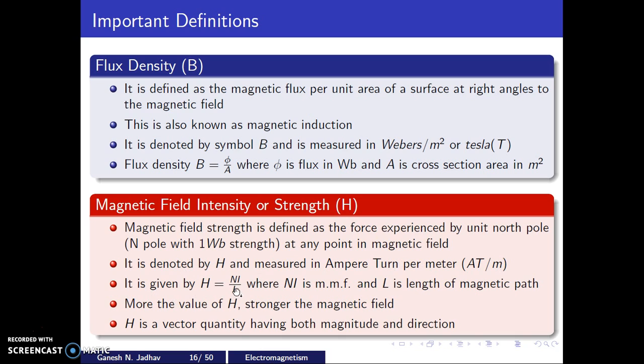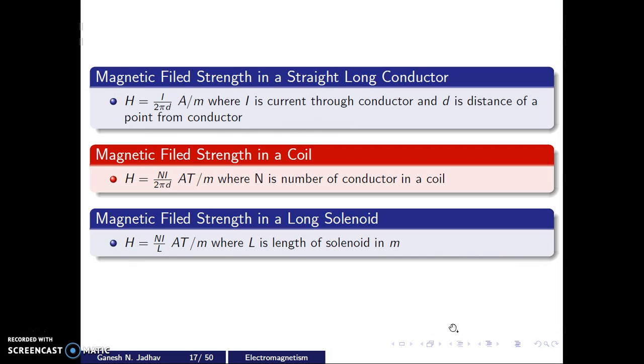How is it calculated? It is MMF divided by length, that is, NI divided by l, where NI is the MMF and l is the length of the magnetic path. The more the value of H, the stronger is the magnetic field. Keep in mind, H is not a scalar quantity, H is a vector quantity having both magnitude and direction.